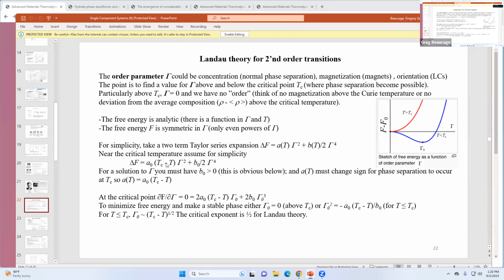And then he invents this idea that there's a critical temperature where this thing happens, and this temperature difference is the thing that's going to govern it. That temperature difference idea is really the crux of this operation. This should be T minus TC, not TC minus T.